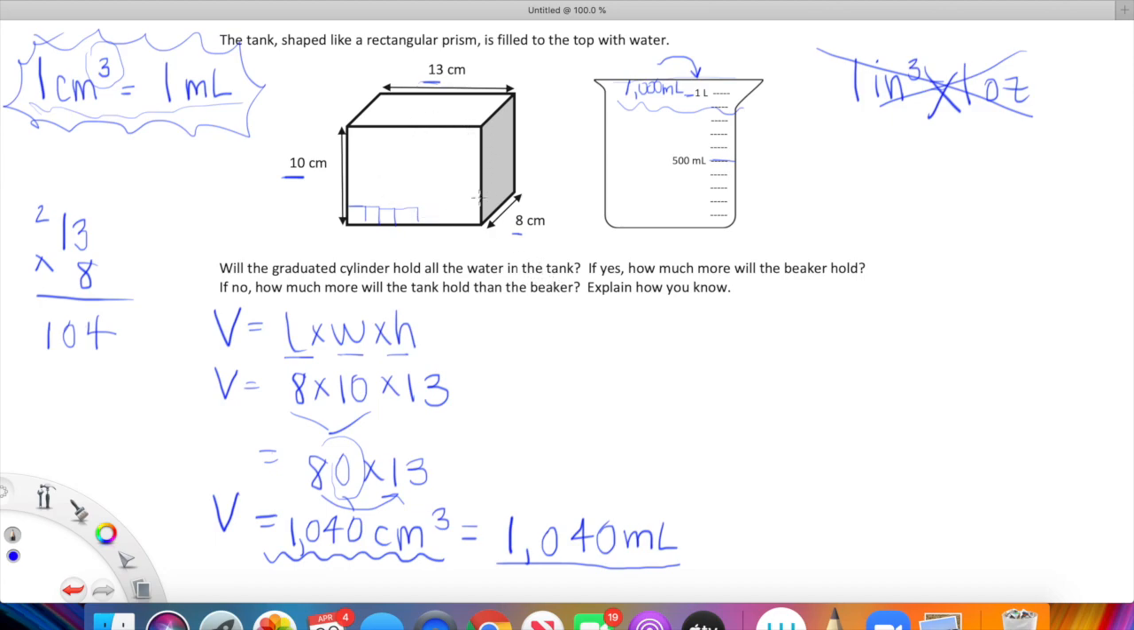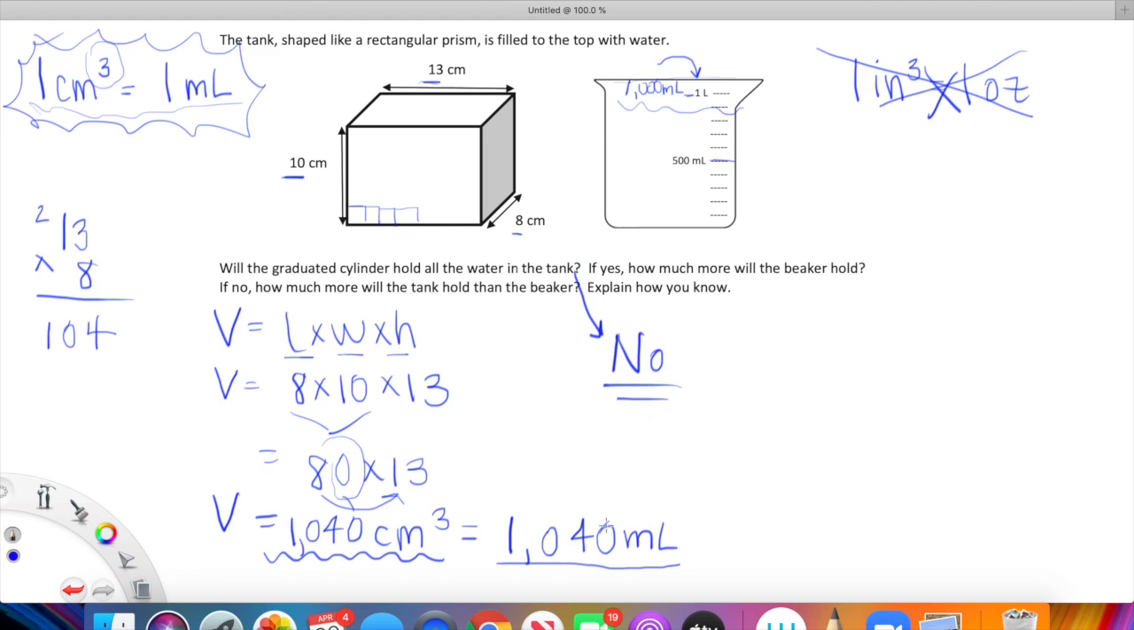Well, how much water will this tank hold? 1,040 milliliters. So the answer is, well, I'm confused. Are we pouring the graduated cylinder into the tank, or the tank into the cylinder? Will the graduated cylinder hold all the water in the tank? I'm nervous about pouring the tank into the cylinder, but we're just gonna deal with that. That's fine. No, the cylinder will not hold all the water in the tank. If yes, blah, blah, blah. If no, how much more will the tank hold than the beaker?